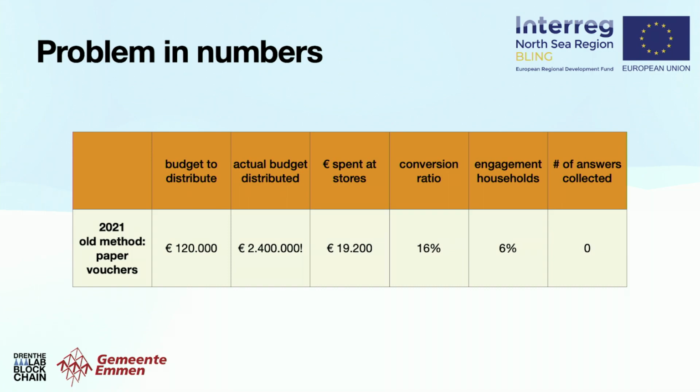It also meant that only 6% of the households were engaged in this whole process. So there was no reach to get to these houses. And then the last column in this slide, the municipality actually didn't know anything about the people spending this money. They didn't know what they spent it for. They didn't know anything about their situation. So there was actually a zero knowledge situation there. I will come to talk about that later on.